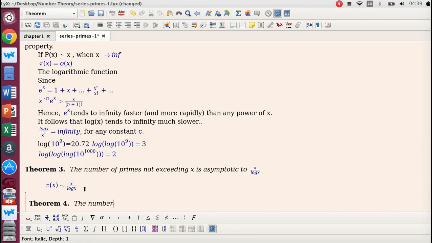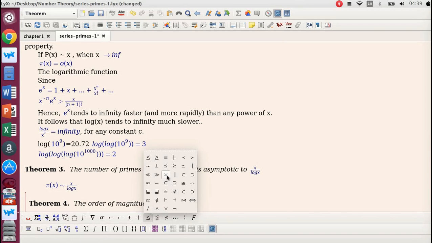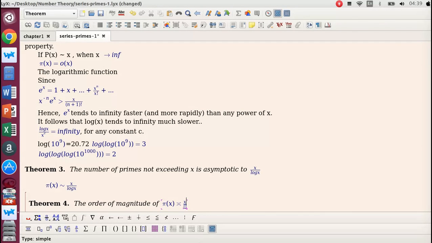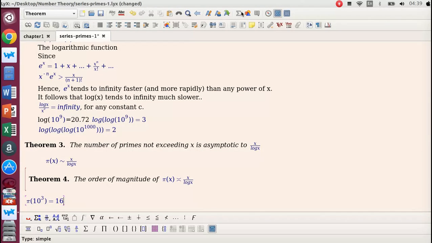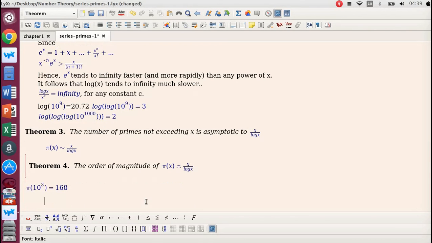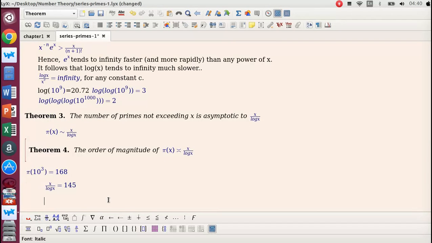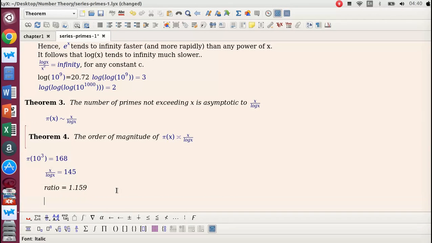The order of magnitude of pi of x is asymptotic to x over log x. These are equivalent, but it's very important that we know both. The number of primes less than 2 to the power 3 is actually 168, but when we try our little theorem, x over log x is actually 145. Dividing both, the ratio is equal to 1.159.